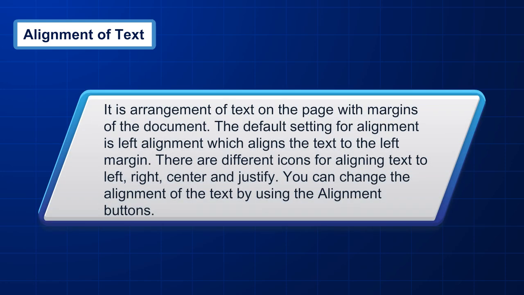Alignment of text. It is arrangement of text on the page with margins of the document. The default setting for alignment is left alignment, which aligns the text to the left margin. There are different icons for aligning text to left, right, center, and justify. You can change the alignment of the text by using the alignment buttons.